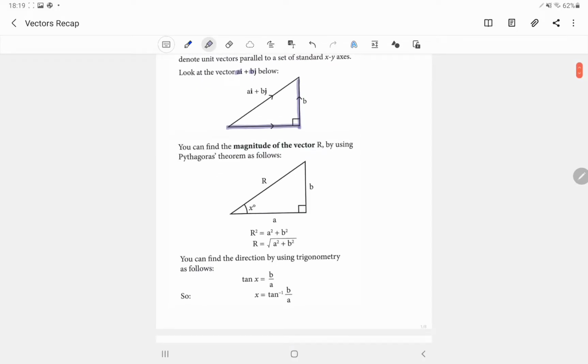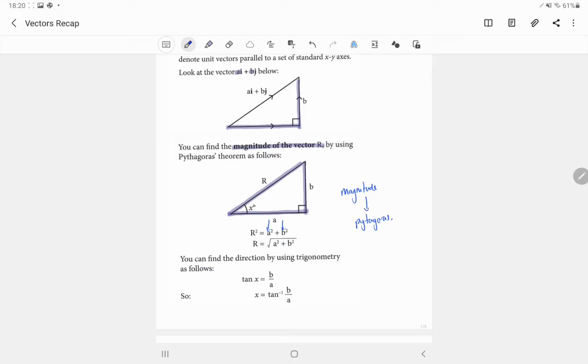Now the magnitude of a vector that has a horizontal and a vertical component, a and b. To find the magnitude of a vector, it helps to draw a triangle, and the magnitude is going to be the hypotenuse of that right angle triangle. So whenever we're asked for magnitude, think Pythagoras. We just take the value of a and b, square them, add them, take the square root, just like we would in a Pythagoras question.